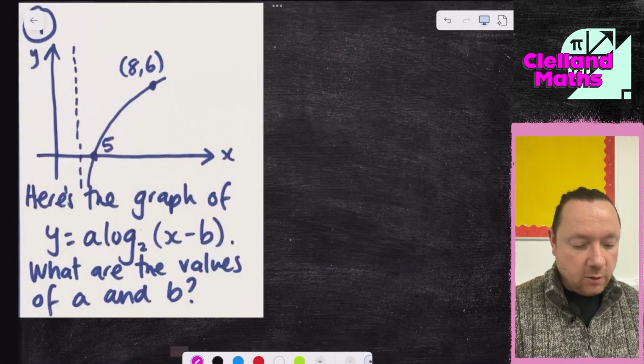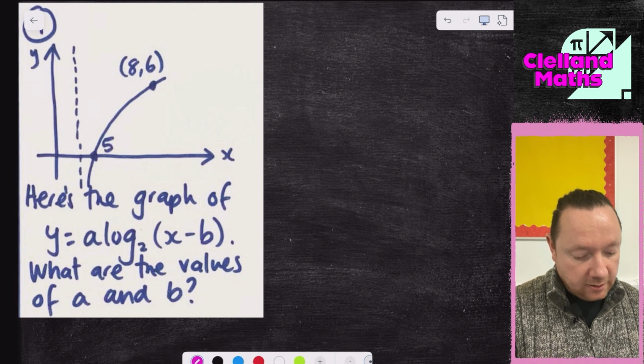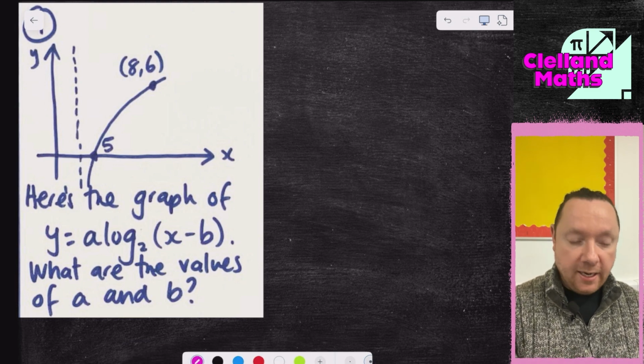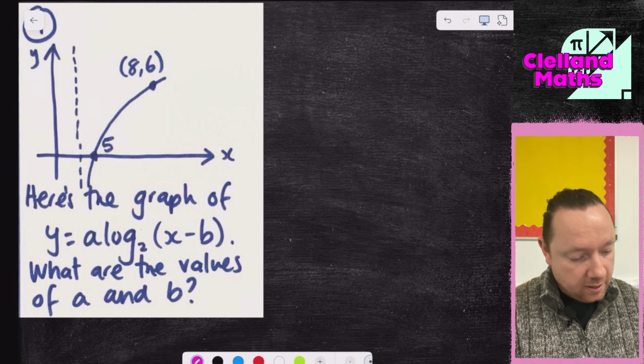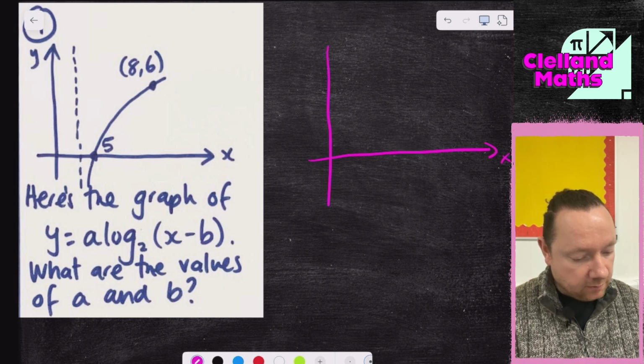So we're done there. SQA Higher Maths 2025, paper 1, last minute, question 9. Here's a graph of y equals a log 2 x minus b. What are the values of a and b? I always think of this in terms of graph transformations, but you can also think of it in terms of subbing in numbers. I'll show you both ways.